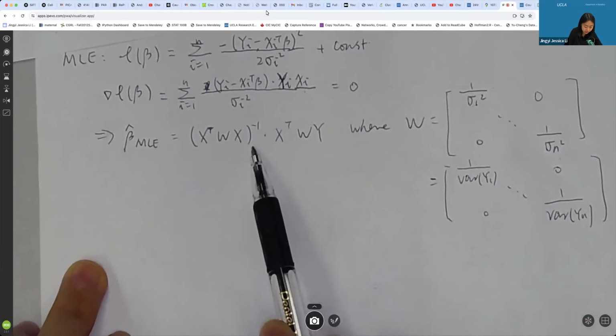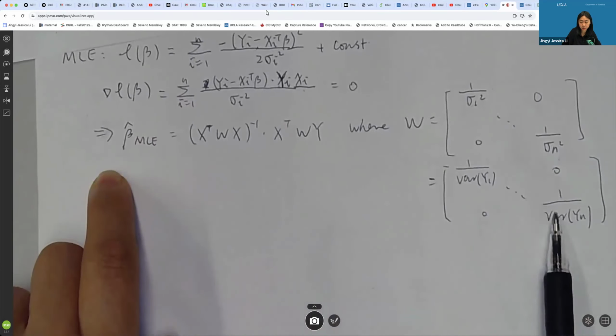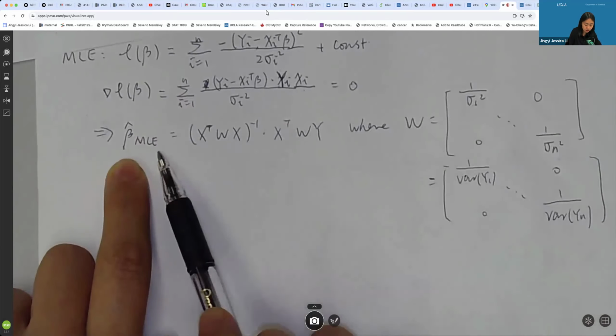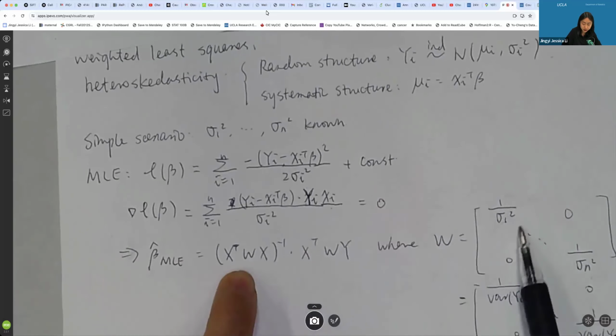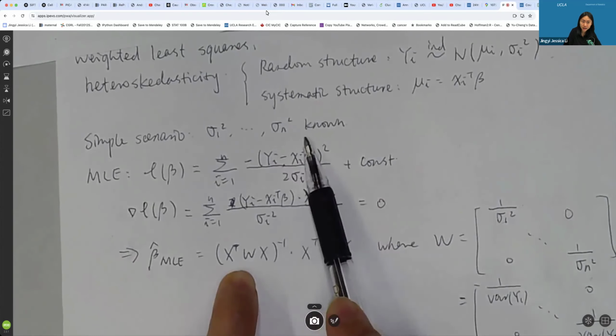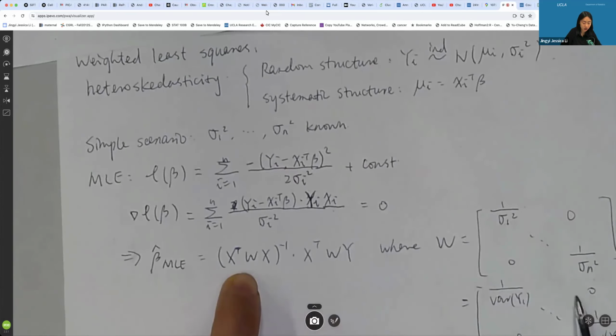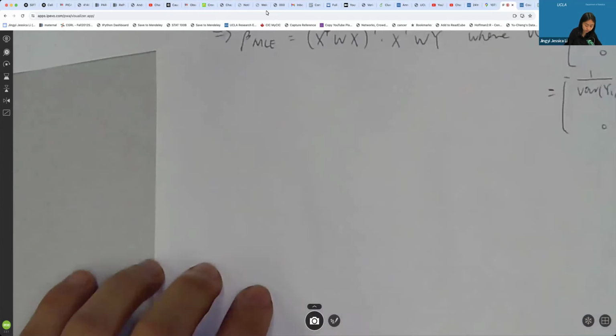But before we end today, I want to add a few notes about the weighted least squares on its own. So you see, this is the MLE for the weighted least squares, but W depends on sigma 1 squared to sigma n squared, and they're unknown, right? We're assuming they're known. If they're unknown, how would you calculate this W? So therefore, in practice, to solve the weighted least squares, we need to be iterative.